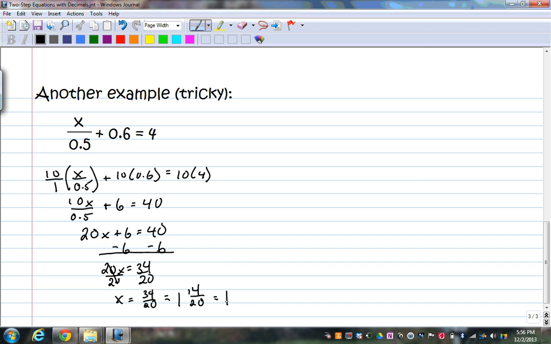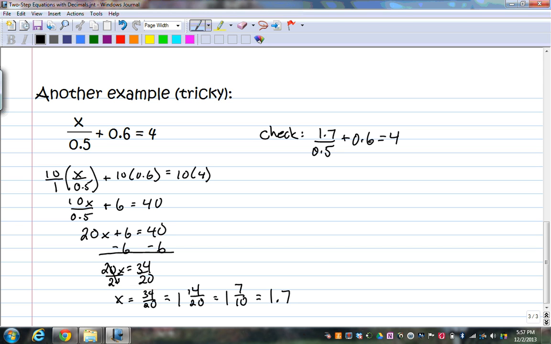This can be reduced to 1 7/10. Now, if you did 7 divided by 10, you would get 0.7. Or if you know that 7/10 is 0.7, you could change this to 1.7, which will make it much easier to perform our check. So I'm going to come up here for the check step, and I have 1.7 over 0.5 plus 0.6 should be equal to 4. Wow, that's a doozy, isn't it?